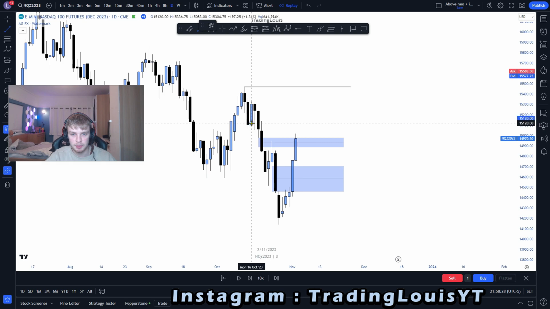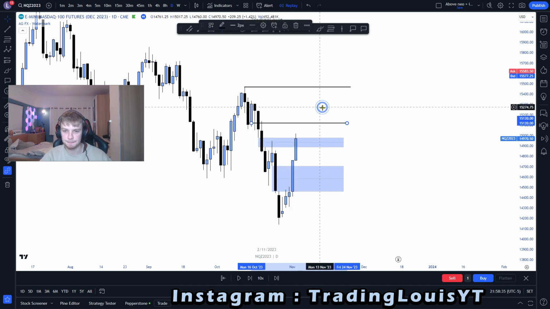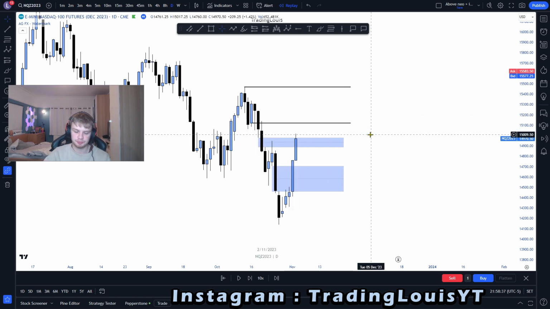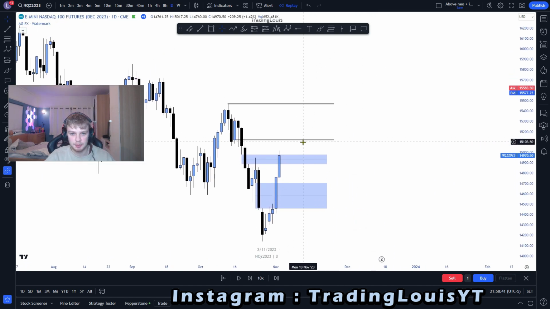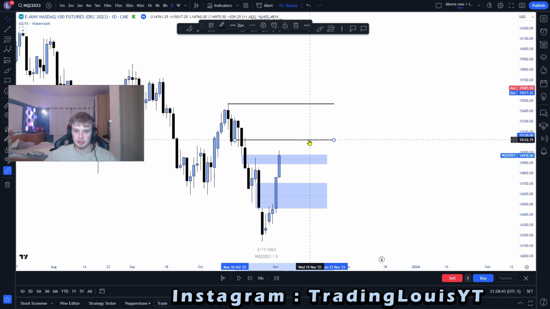Yes, we have an order block right here. So if price reacts strongly to this order block, then I would be thinking that price wants to go down again, but I don't really pay too much attention to order blocks when I'm looking for my bias.